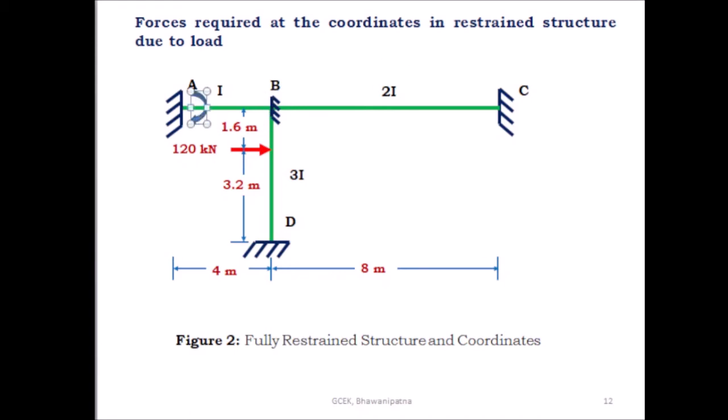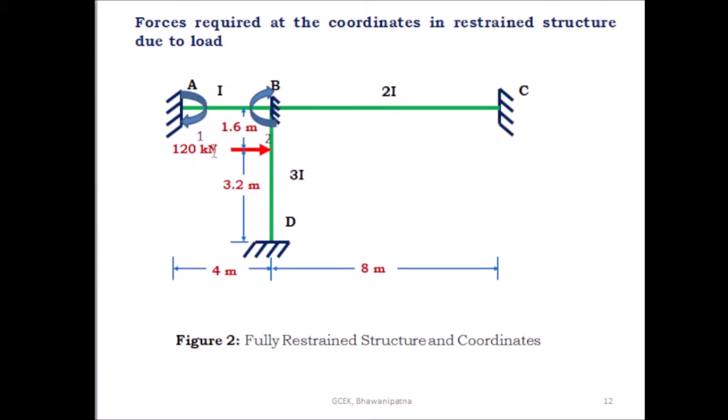This is one coordinate at A, and this is the other coordinate at B. The first coordinate is at A, and the second coordinate is at B, 1 and 2. So you have to find out the forces required at the coordinates in the restrained structure.